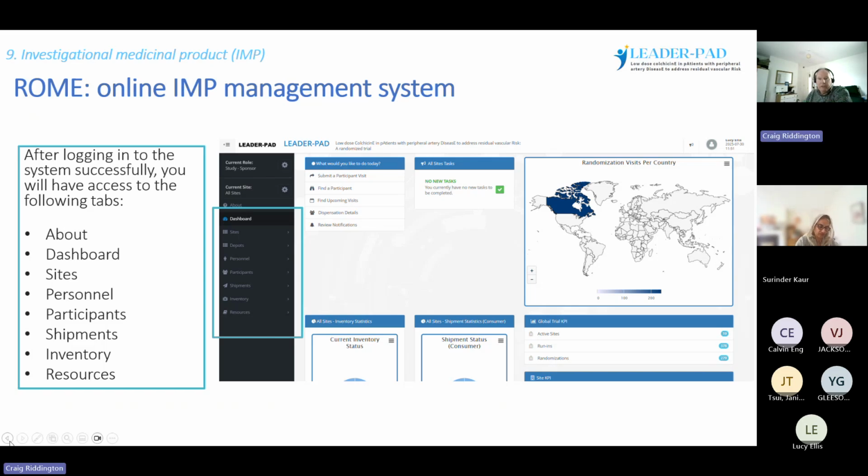So this slide shows a screenshot of the Roam system with different sections for participants, shipments, and inventory. The tabs to access run-in, rerun, randomization, and resupply forms have recently changed. So please refer to the training slides on the study website and the manual on how to access these.